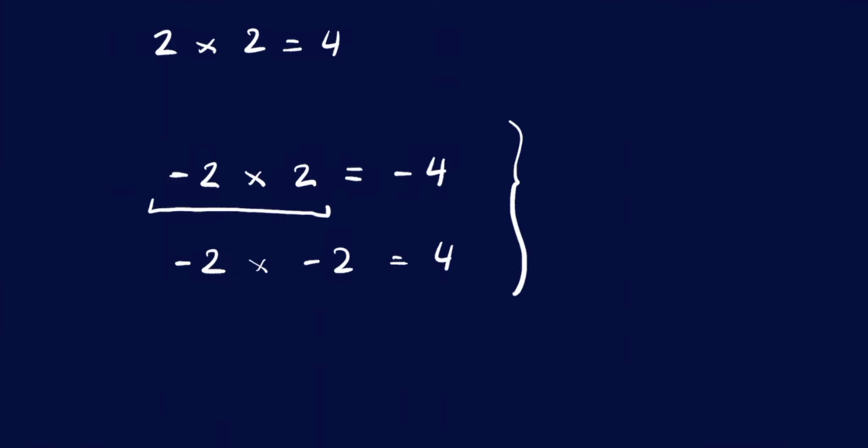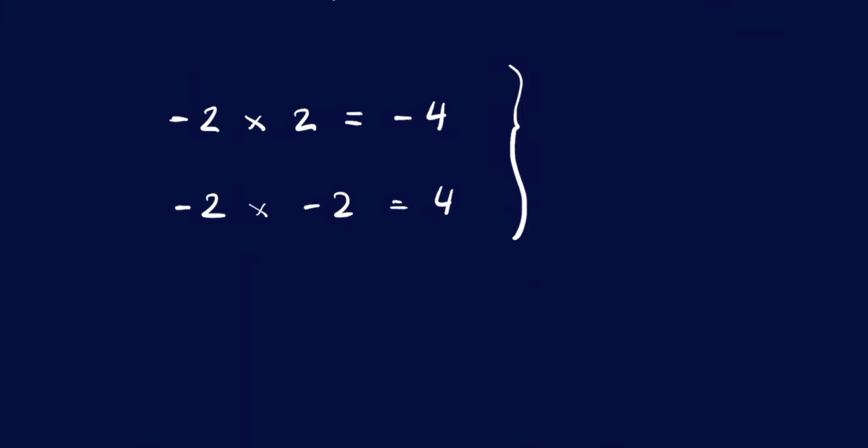If both of the numbers that you're multiplying have opposite signs, so one number is positive and one number is negative, then your answer will be negative. But if both of your numbers have the same sign, then your answer will be positive. So even if both of your numbers are negative, your answer will be positive, if that makes sense. This is the same for both multiplying and dividing.